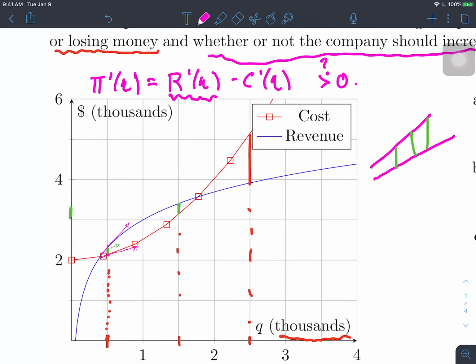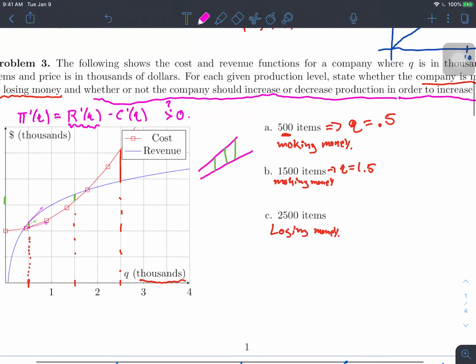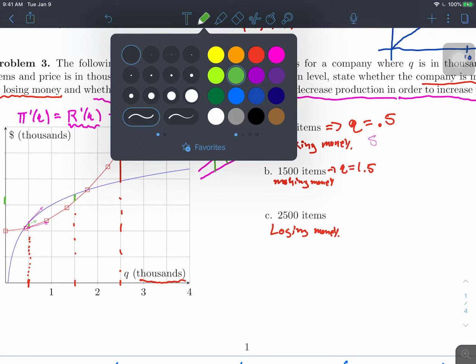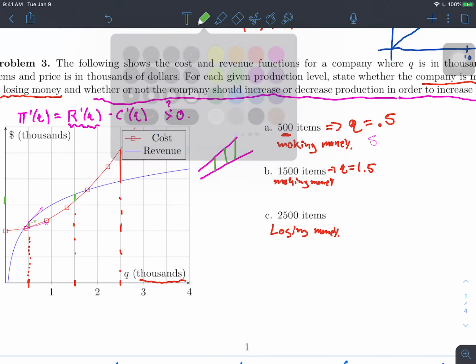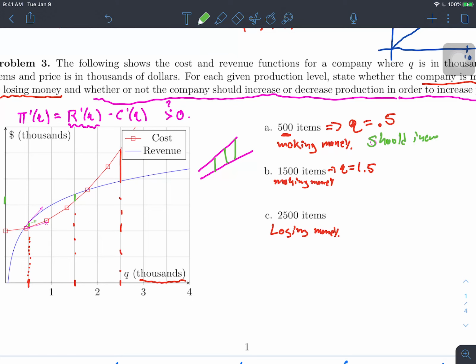The green line is getting bigger. We like big green lines. So we should, let me go back to my other size. We should increase production, because doing so is going to make our green line get bigger.